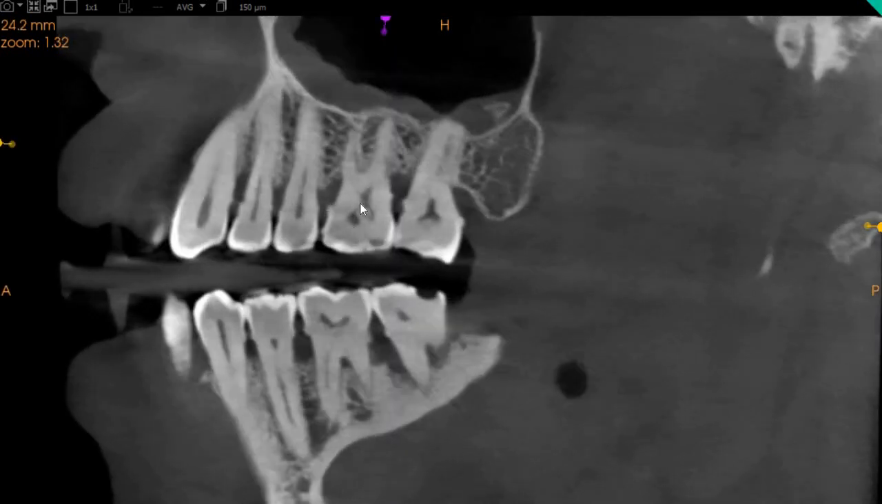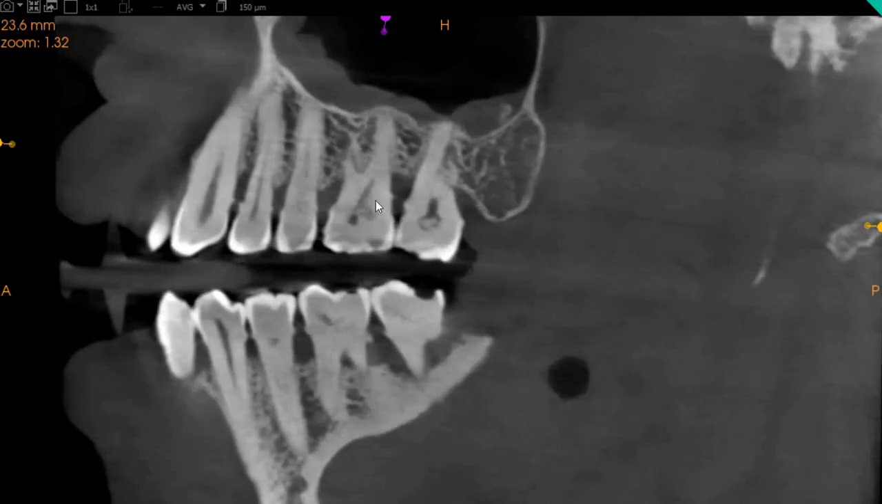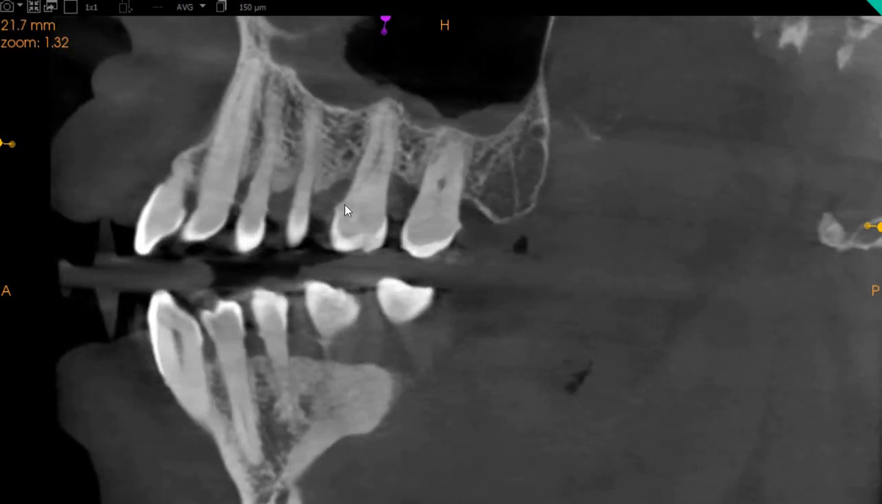This is the sagittal view. So here also you can see significant bone loss, especially on the distal aspect of the tooth, and hence we can very comfortably say that there is evidence of a crack present in the upper right 6 region.